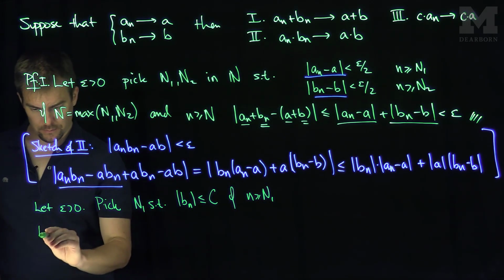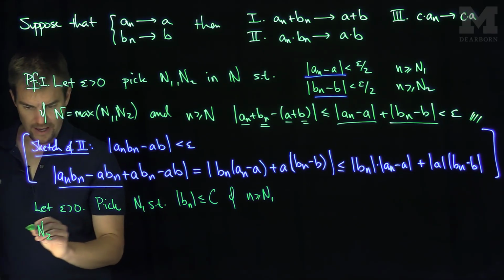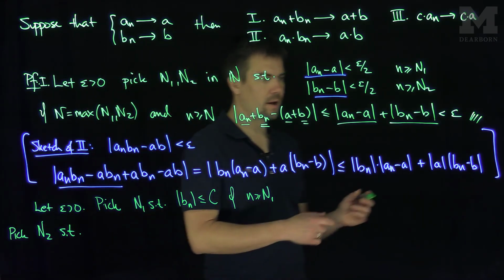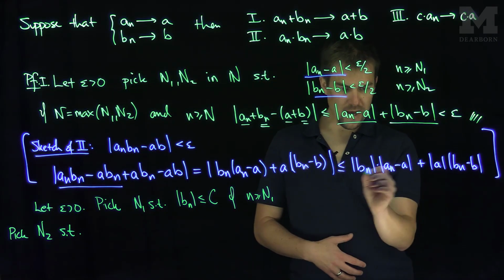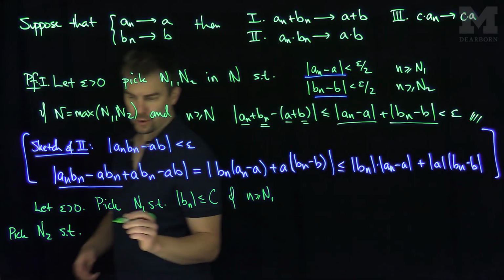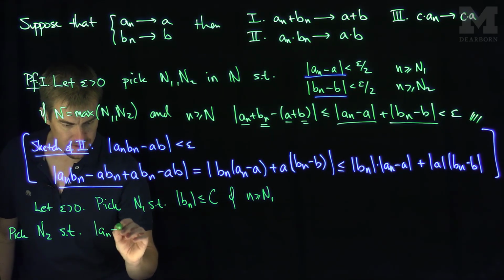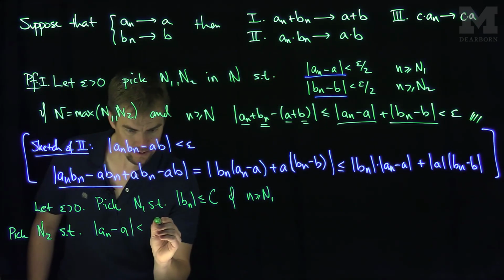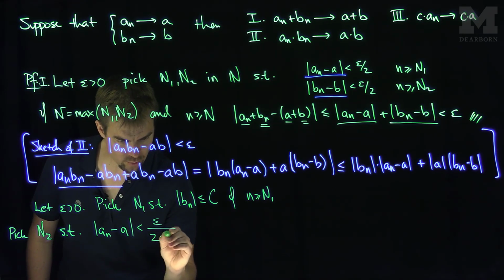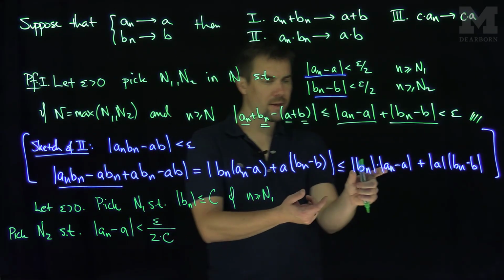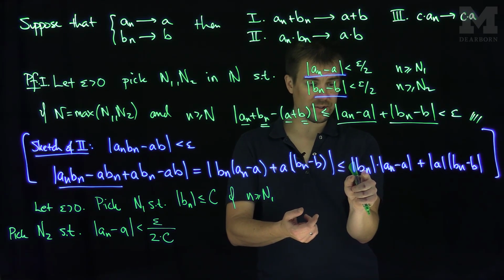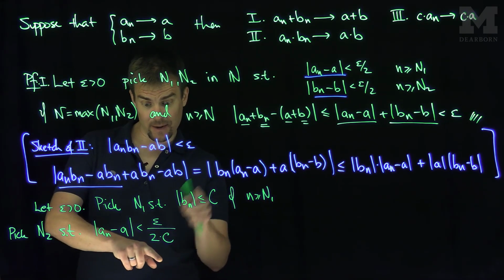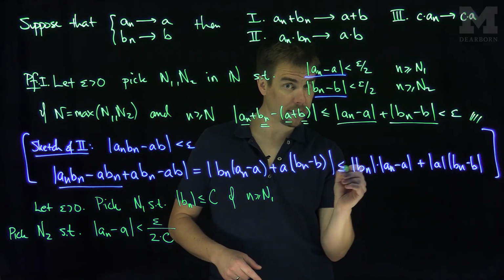I can pick n2 such that what? Such that, well, now I have this Bn times an minus a. I'd like to choose n2 such that an minus a is less than epsilon over 2 times the c that we found. Then in this whole term over here, the Bn is no larger than c. The an minus a will be no larger than epsilon over 2 times c, so I'll have a c times that c in the denominator. It'll cancel out, and this whole expression over here will give me an epsilon over 2.